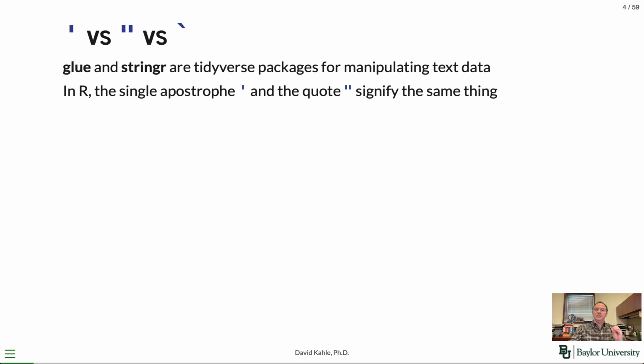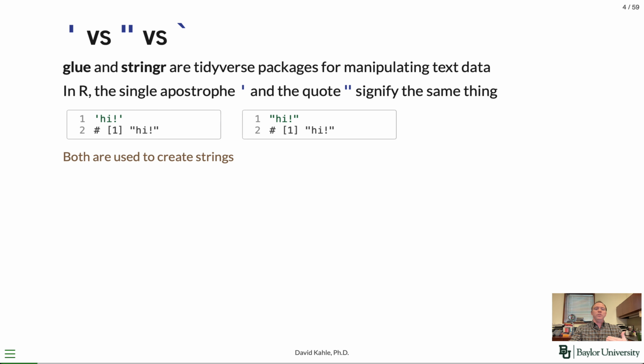They signify exactly the same thing, which is unlike the Linux command line. And if you don't remember that, we'll see that again in a future video very soon. However, they function identically here. So here is hi with single quotes, here's hi with double quotes. Notice, by the way, that the single quote gets replaced by a double quote by R when it parses it. They're both used to create strings.